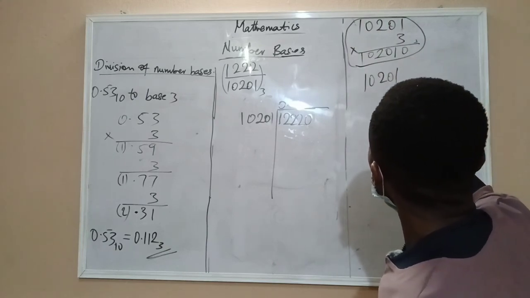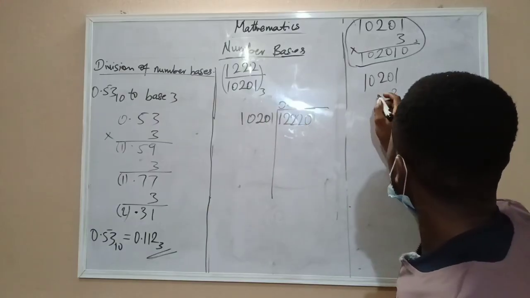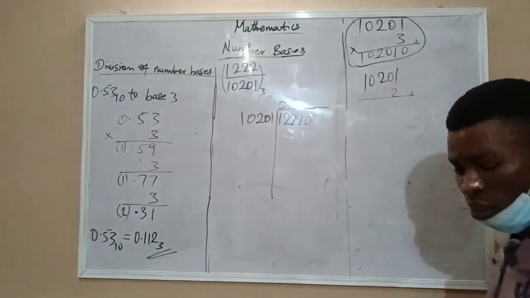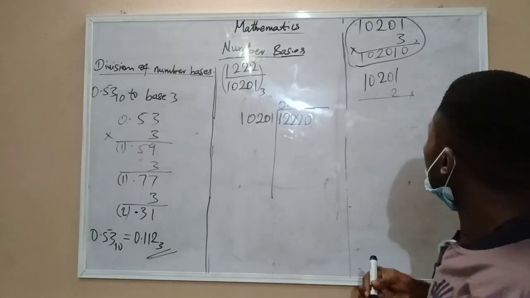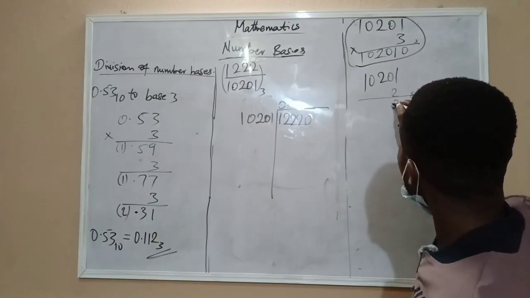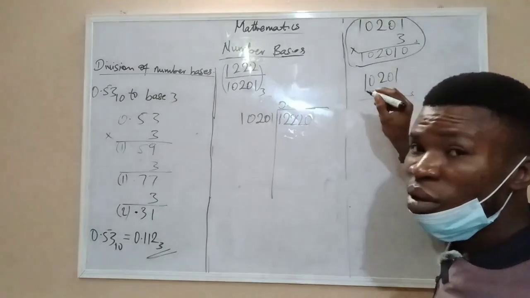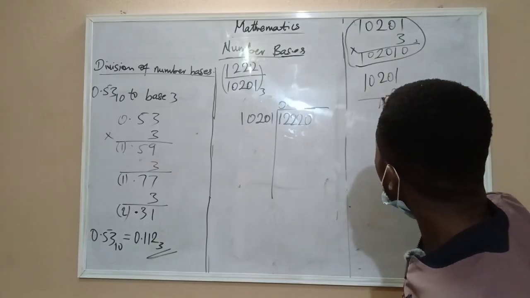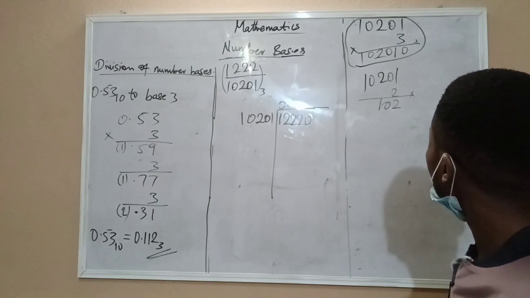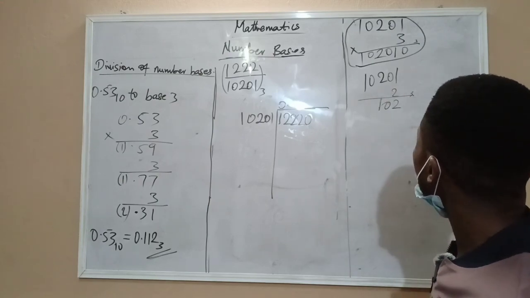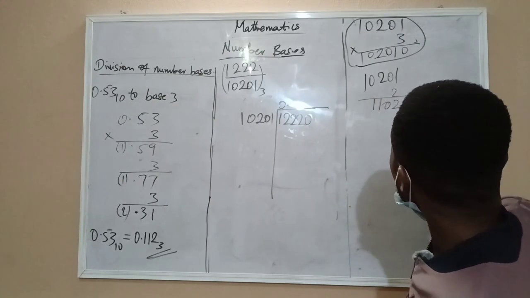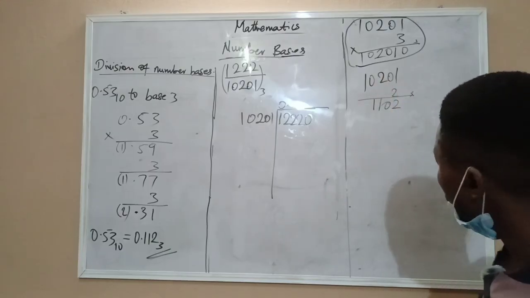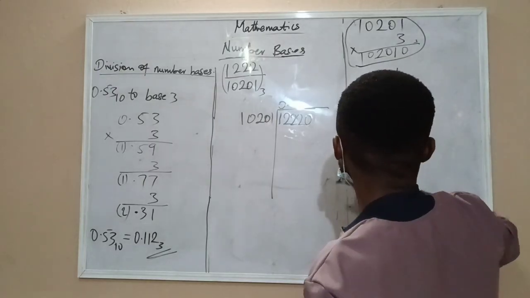Then we try with 2, like I told you, from the base down. This is 10201. Remember it is in base 3. We try with 2. Now 2 times 1 is 2, of course nothing to divide. 2 times 0 is 0. 2 times 2 is 4. 3 goes into 4 once, remainder 1. Write 1, remainder 1. Then 2 times 0 is 0, plus that 1, 1. Then 2 times 1 is 2.